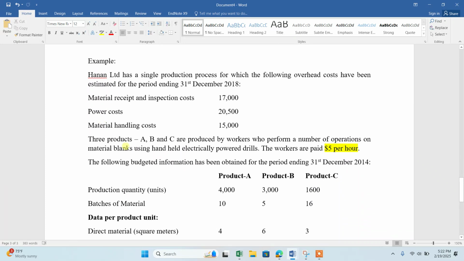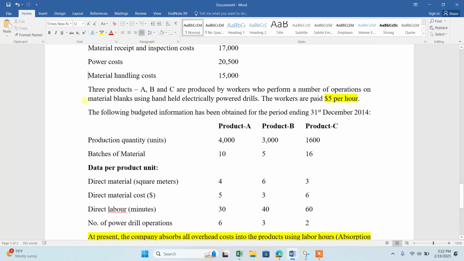This is the question. We have the overhead expenses. One is the material receipt and inspection cost, which is 17,000. One is the power cost, which is 20,500. The third one is the material handling cost, which is 15,000. The rest of the data says that there are three products A, B, and C which are produced by workers who perform a number of operations on material blanks using handheld electric power drills. The workers are paid $5 per hour.